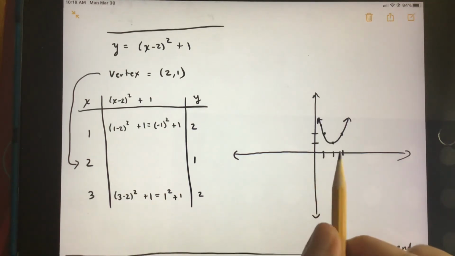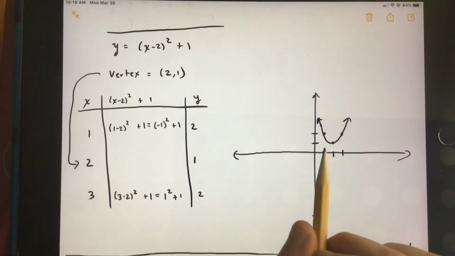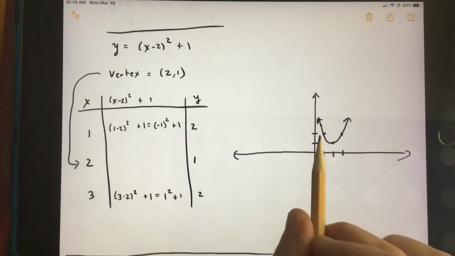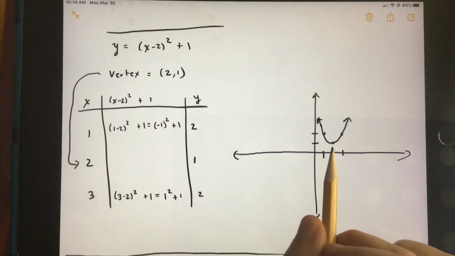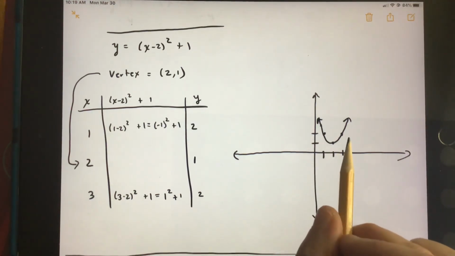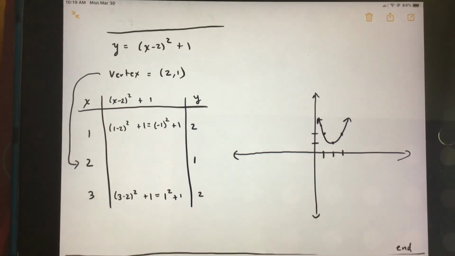From our table of values, we'll graph that parabola, and here we are. On the left here, we have 1, 2. Our vertex is at 2, 1, and our point here on the right-hand side is at 3, 2, and that completes our graphing of our quadratic equation using the technique of completing the square.